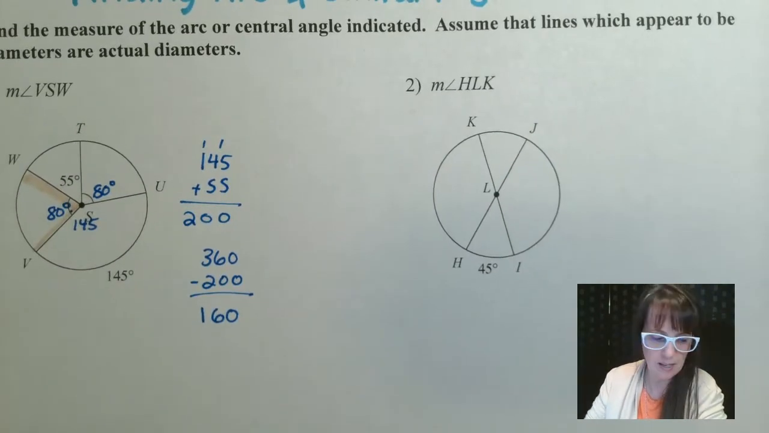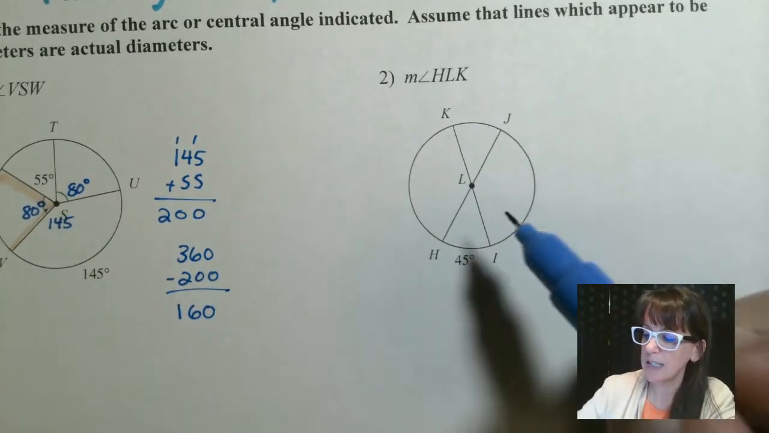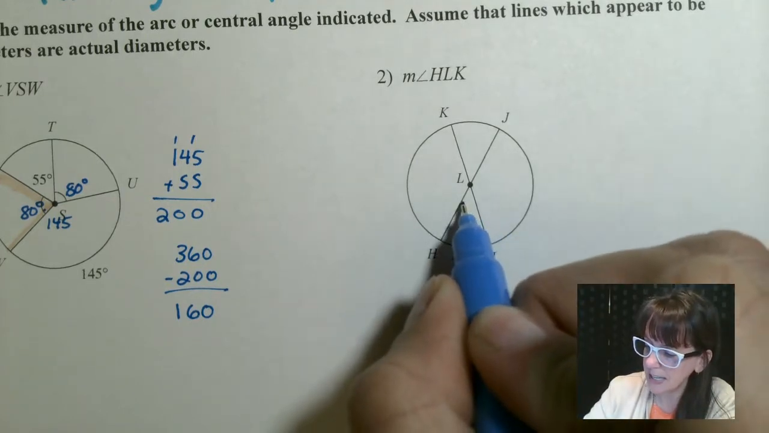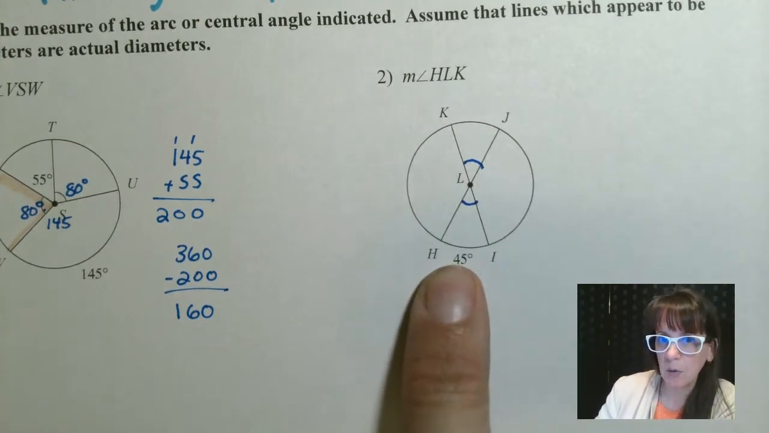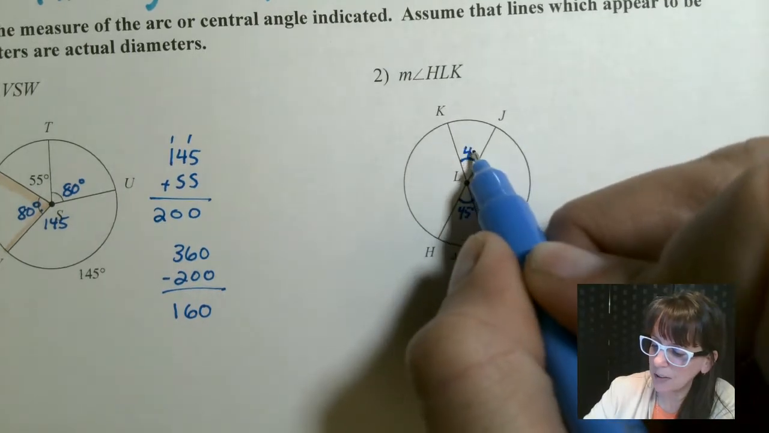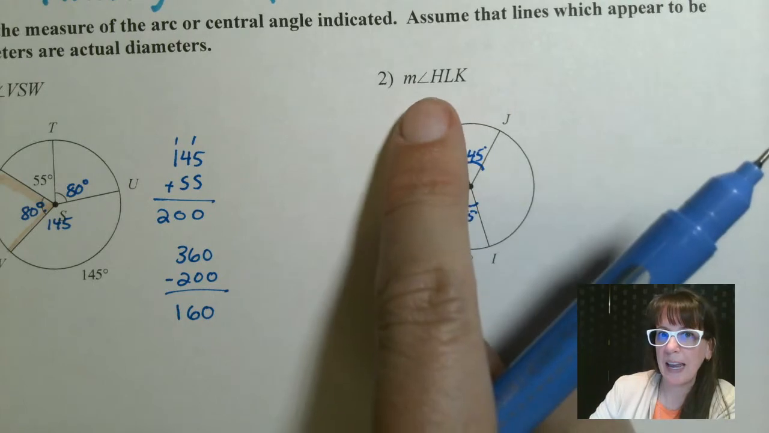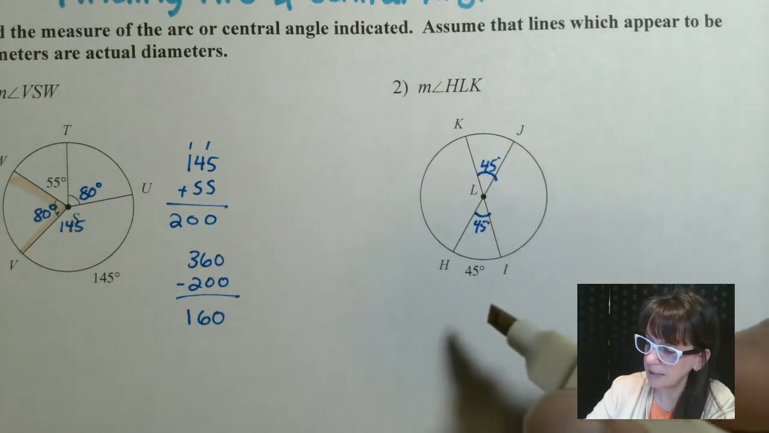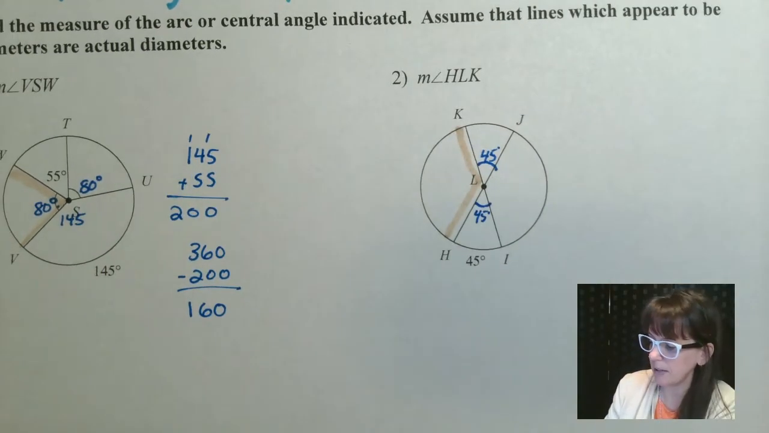All right, let's take a peek at this next one. Now this is a central angle, awesome, but they're also vertical angles. So we know that this angle is going to be congruent to this angle. Since we know that this is 45, that means this angle is 45 and this angle right in there is 45 as well. So it's asking for HLK, that's right here. So we're looking for that angle right there.